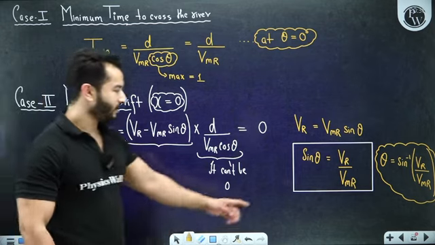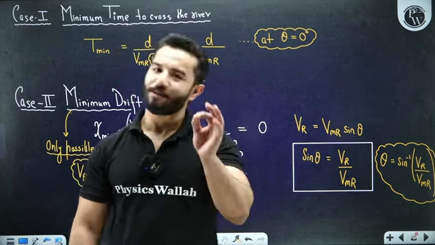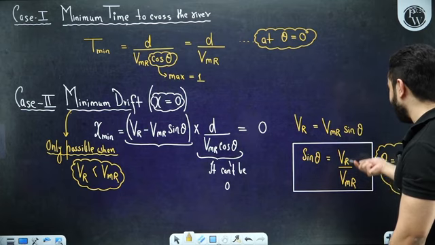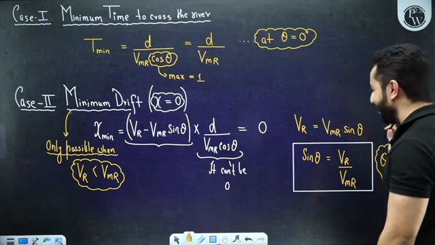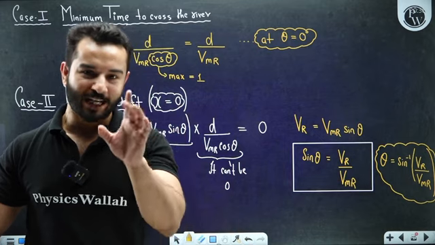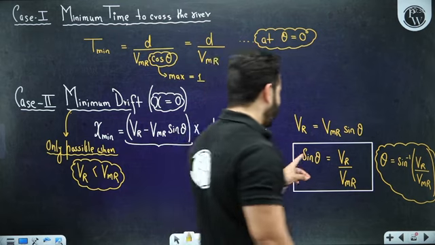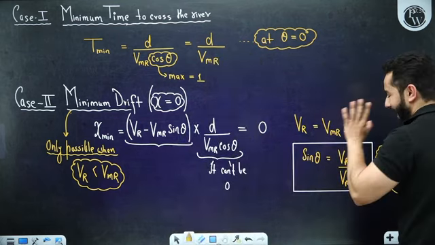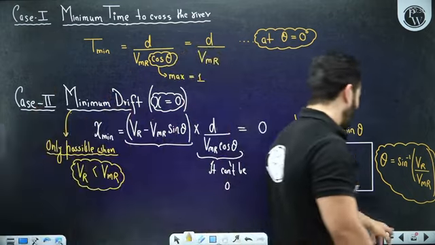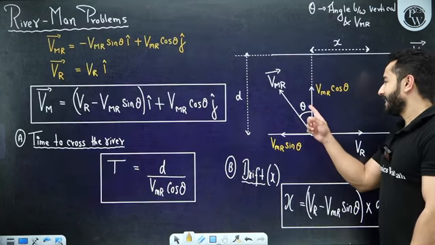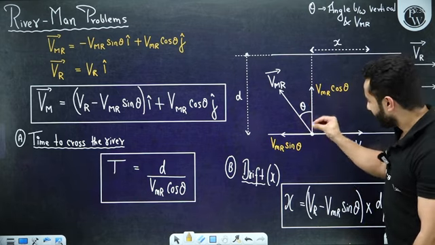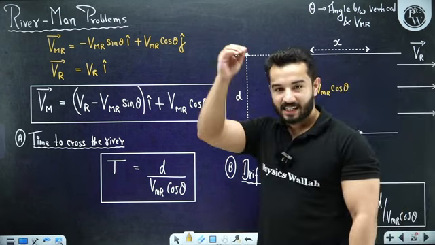Even if they are equal, the angle will become 90 degrees. Yeah, they will become 90 degrees, and we won't be able to say, please try to understand this thing. If this value is greater than 1, that means no such angle exists. This is what I am trying to say. Look over here. If sine theta is greater than 1, then no such angle exists for which the person can actually reach the same point.